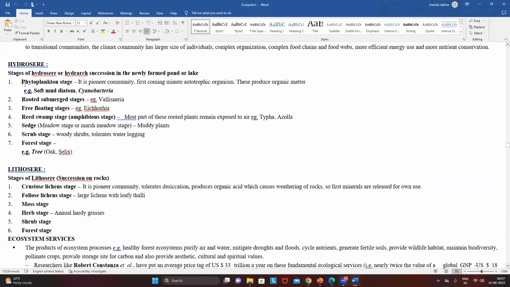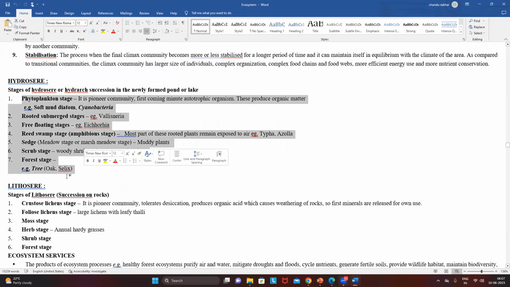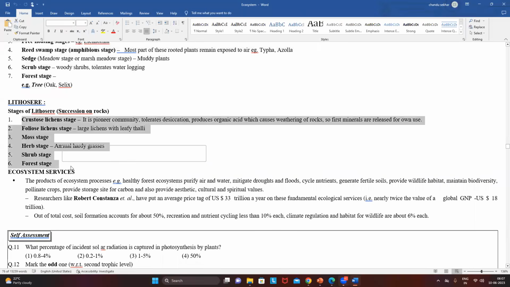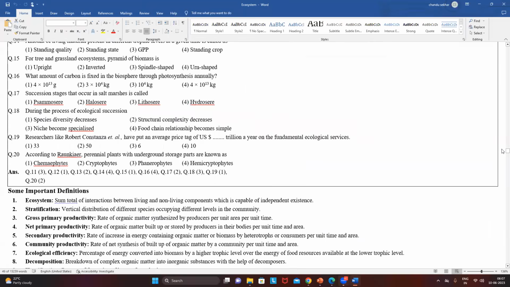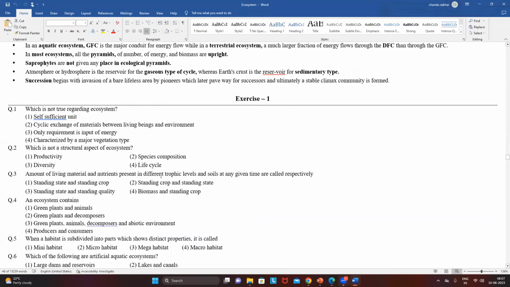This is more difficult because the succession which is taking place in the water is called hydrosphere. There are many stages we have studied previously. You have to remember all the stages with example. Same for lithosphere, with all the stages and examples. After that, I really don't know what you do. You don't read, you don't do even one question extra apart from this.